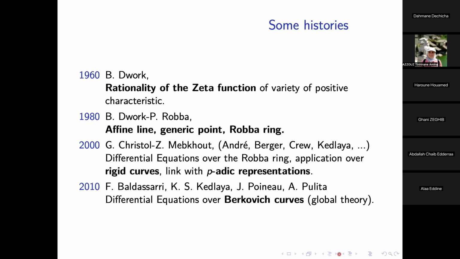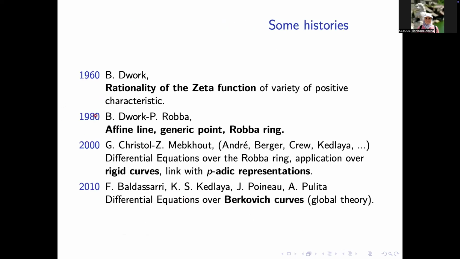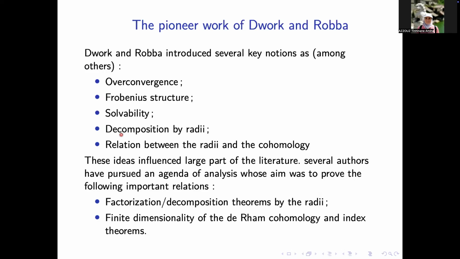That in some sense, maybe. Then let's first talk about the pioneer work of Dwork and Robba, which I just explained. It started from 1980. They developed this theory and introduced several key notions, for example, overconvergence and the Frobenius structure, which we can define over a differential equation and which makes things easier by giving some properties, such as solvability.